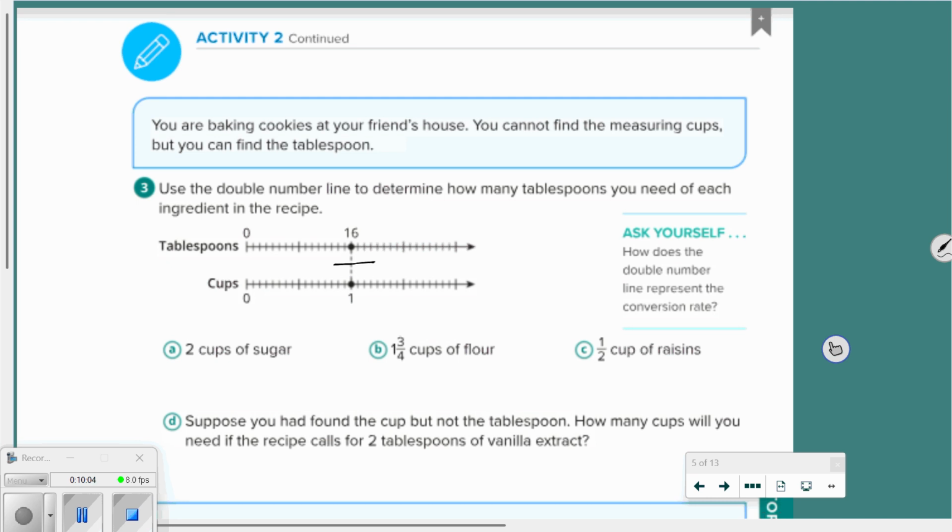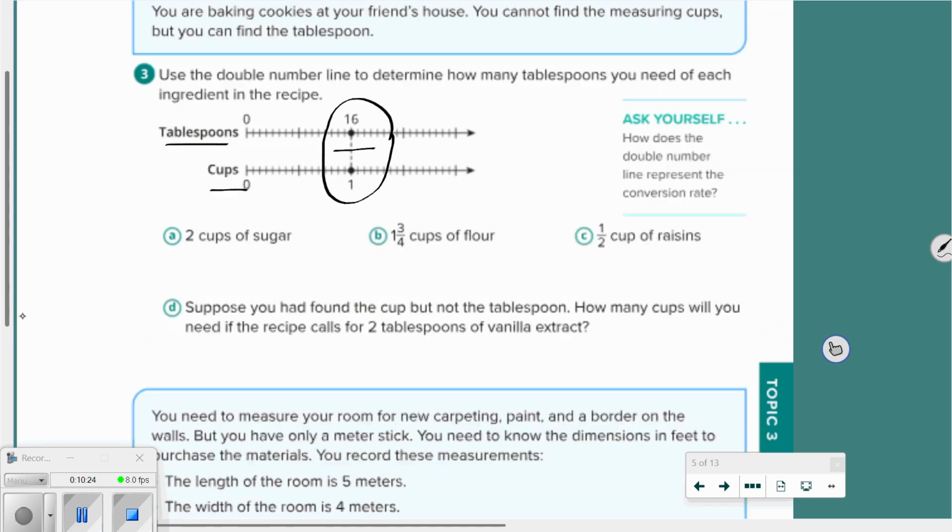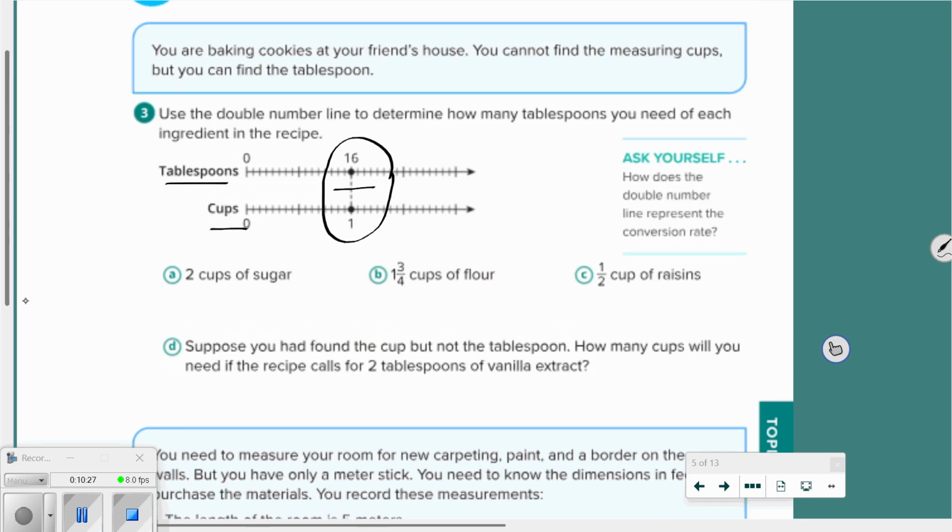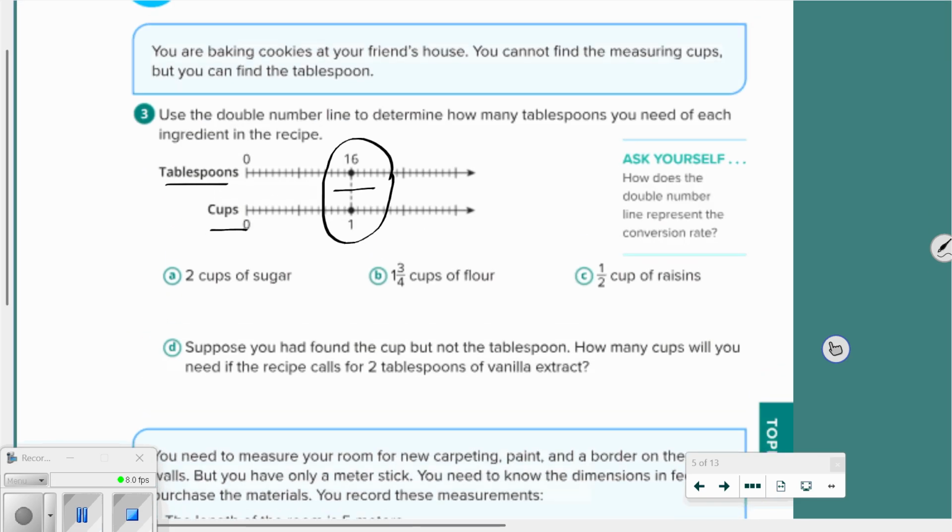You are baking cookies at your friend's house. You cannot find the measuring cups, but you can find a tablespoon. So using the information from the double number line, that 16 tablespoons is 1 cup, I want you to answer A through D using the fraction method. Are there any questions about what you are doing? You may work as a table, but I'm only giving you about 3 minutes. You are using the fraction method. Got it? All right.